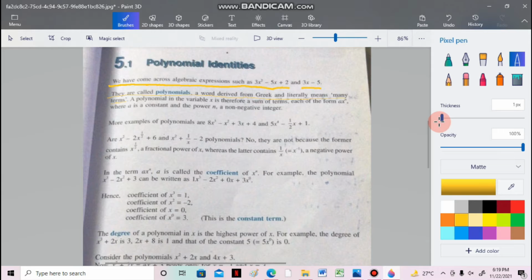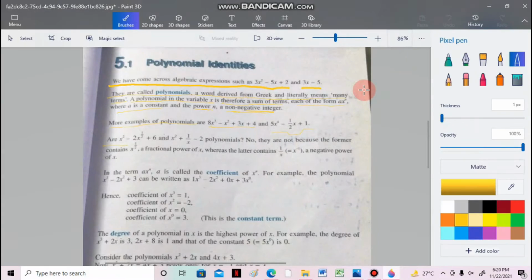Okay, moving on, they're saying a polynomial in the variable x. More examples of polynomials are 8x cubed minus x squared plus 3x plus 4 and 5x^4 minus 1/2 x plus 1. n is a non-negative integer. So now we know what polynomial means and what some examples of polynomials are.